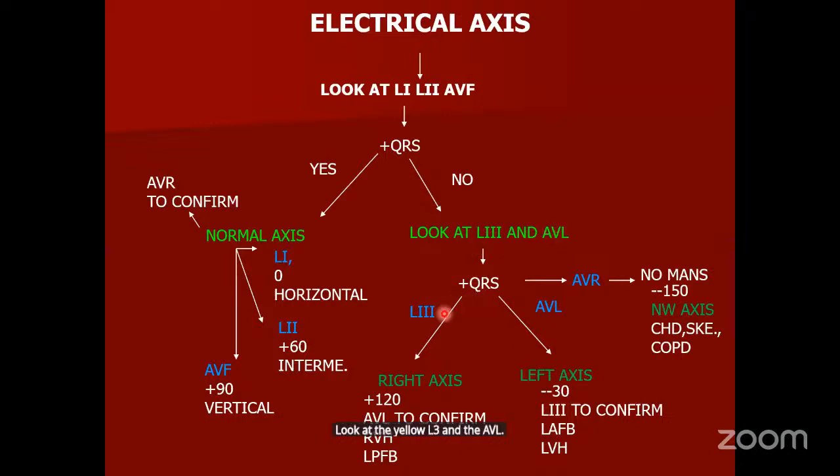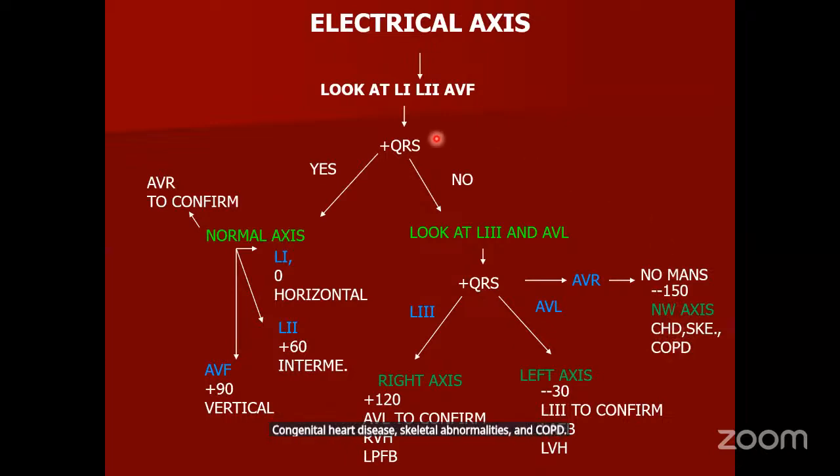If L3 shows the tallest positive QRS complex, you are dealing with the right axis, plus 120, right ventricular hypertrophy, and left posterior fascicular block. If AVL shows the tallest positive QRS complex, it is a left axis, minus 30, left anterior fascicular block, and LVH. If AVR shows the tallest positive QRS complex, it is northwest axis, congenital heart disease, skeletal abnormalities, and COPD.